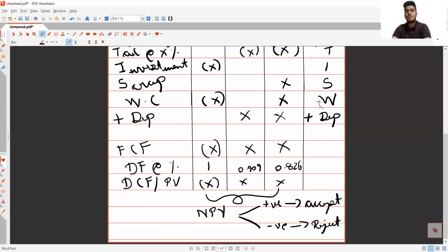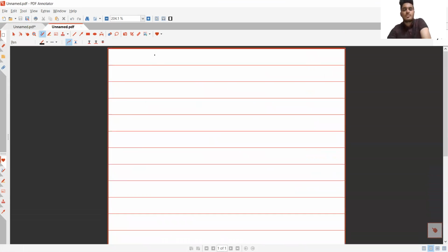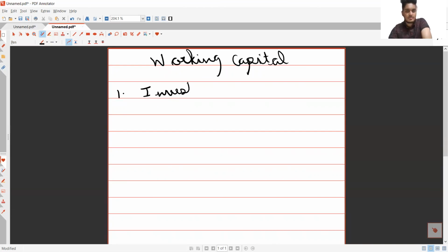All right. Now guys, let's have a look at working capital. This is a very important calculation from an exam perspective. This generally is a 2 marker. You would find this every time. Very, very rare that you won't find it. Guys, there are 3 features you're always supposed to remember. The first is invest at T0.